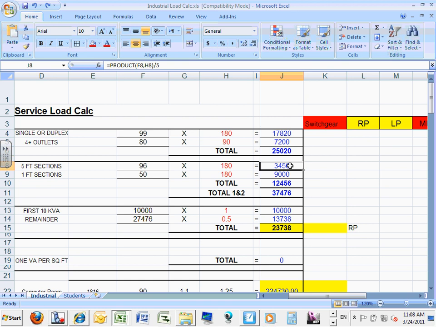So multiply them by 180 and divide it. I divide it by 5 because for every 5 feet, non-continuous, you give 180. So now the one underneath it, guys, is for continuous. Continuous are 50 feet, multiply by 180. Look how my math is.